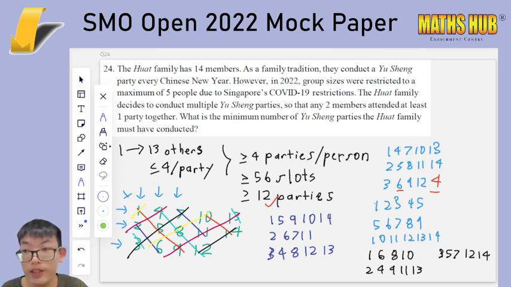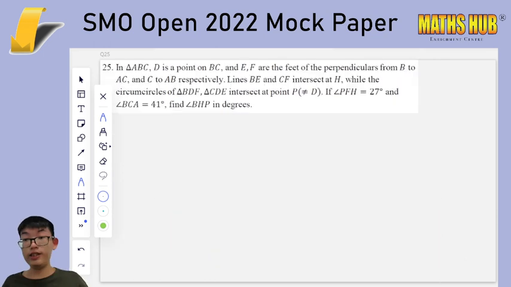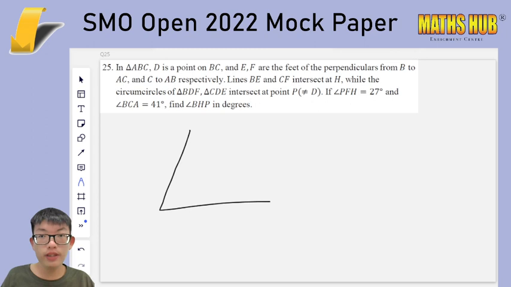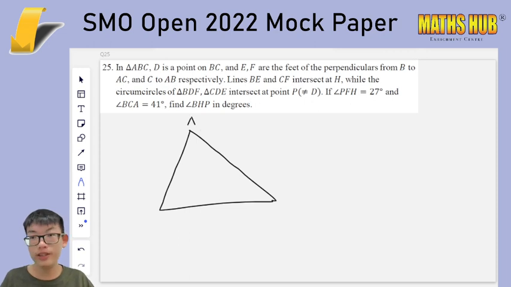Okay, last one, question 25. This is a relatively tricky geometry question, but if you make a couple of observations, it doesn't require that much angle chasing non-stop. So in triangle ABC, let's draw a triangle. I highly doubt I'm going to get the 27 and 41 degrees to look remotely accurate, but I will try. So I'll do ABC. D is just any point on BC.